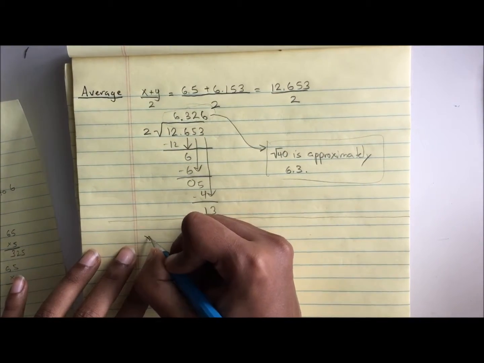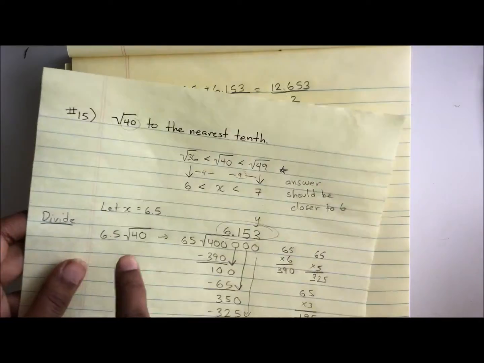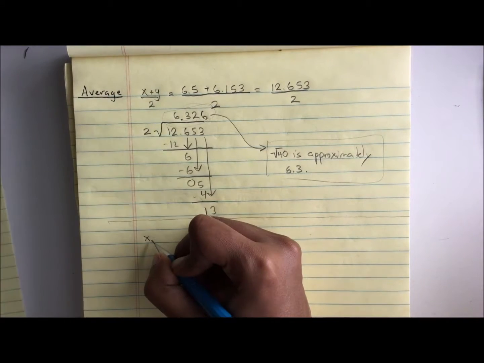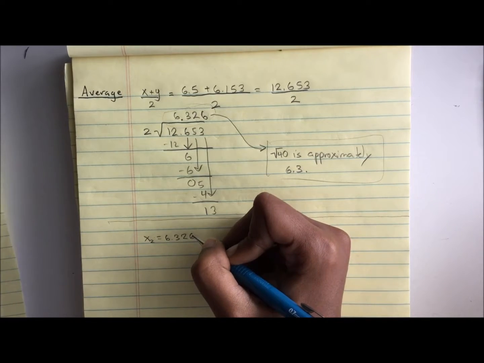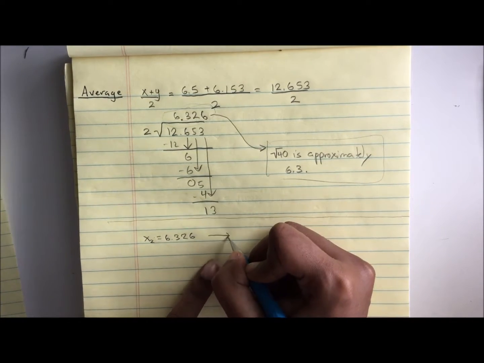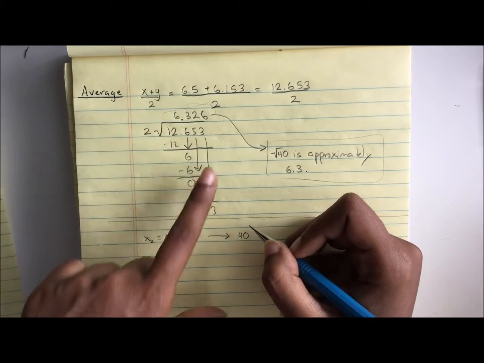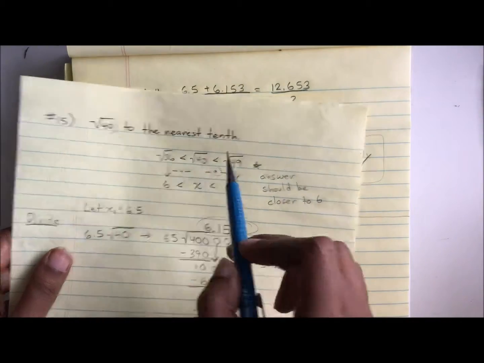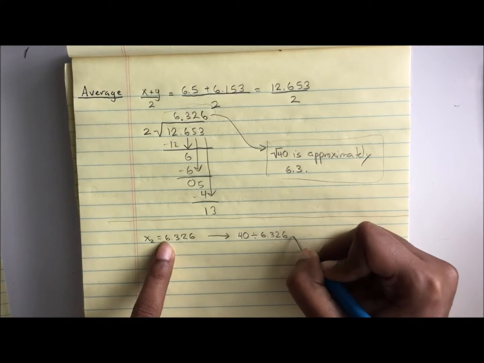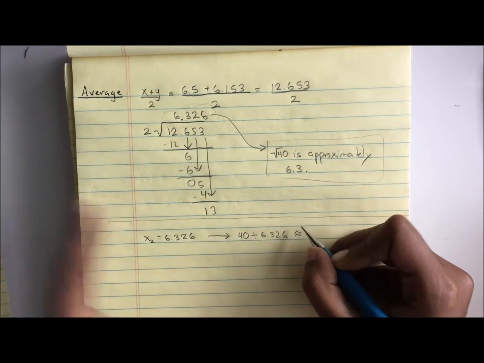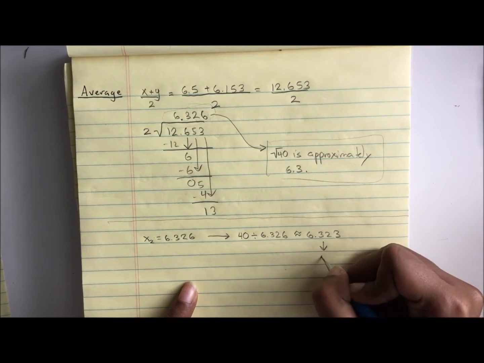So what would you do? You would start off with x now equals, instead of your x being 6.5, let's call this x1. x2 is now going to be 6.326. And I already did the calculations earlier, so I'm going to run through this. You're going to divide 40 by your new x, 6.326. You would get approximately 6.323. That's actually your new y. I'm going to call that y2.